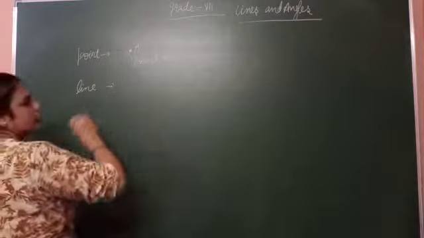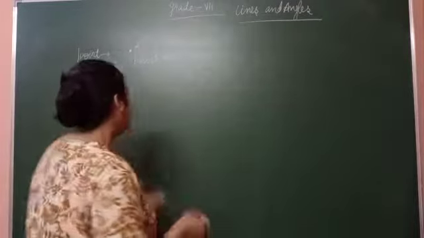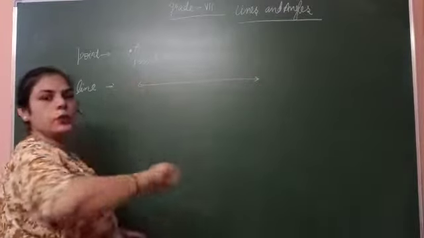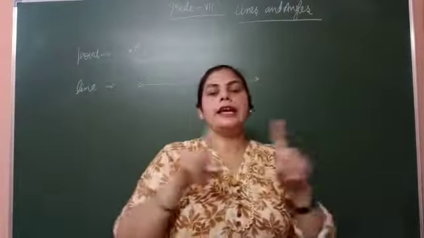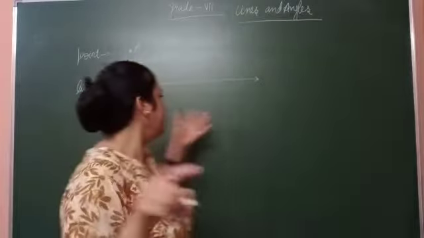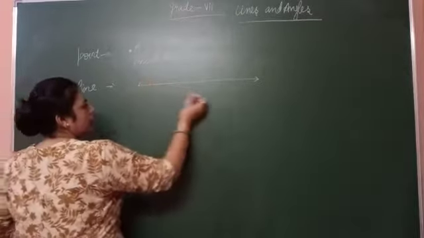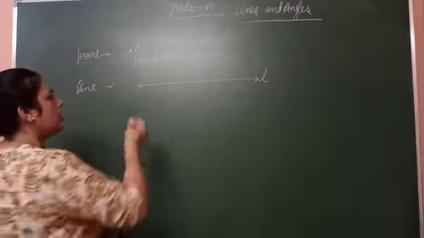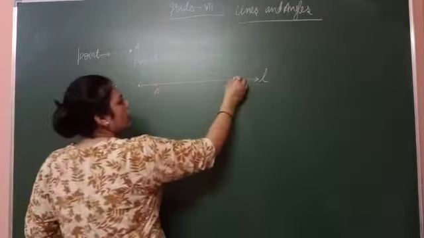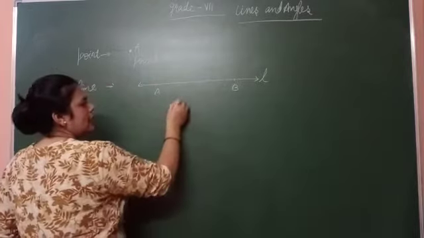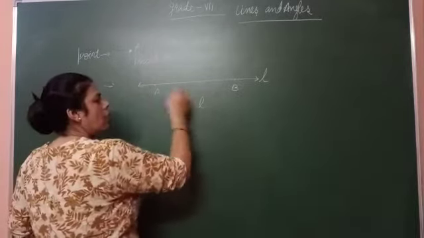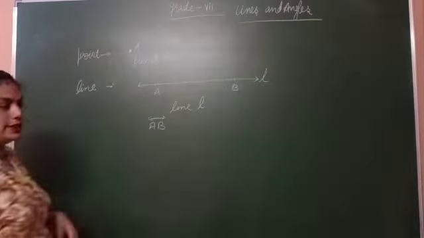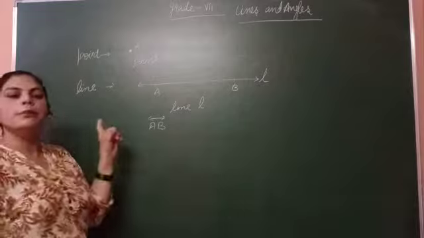A line is a collection of points in a straight way. So this is a line. It has no definite length. It can be extended from both sides. We can write it with any letter, that is line L, or you can take any 2 points on it and write it as line AB, with arrows on both sides. That means it can extend from both sides.